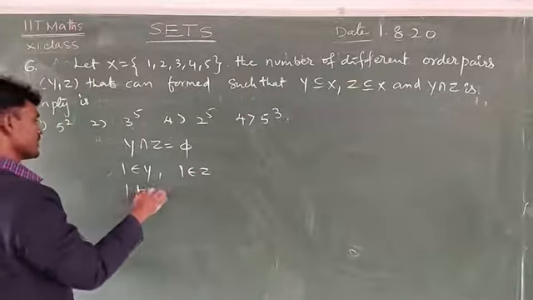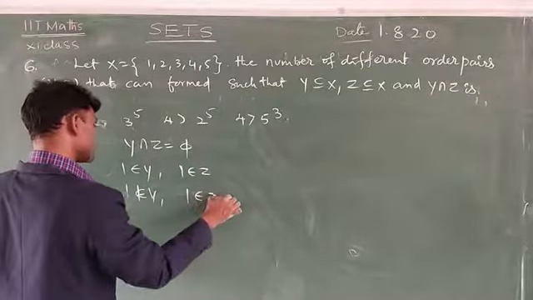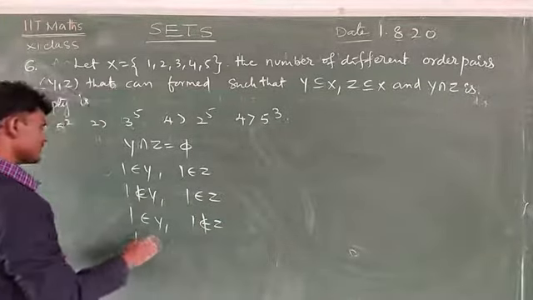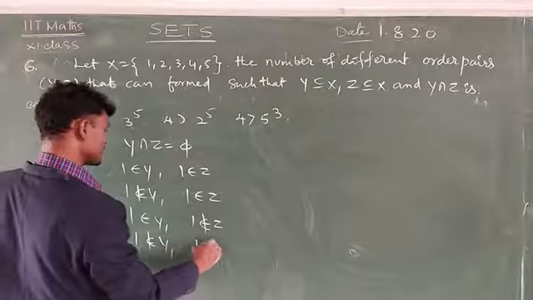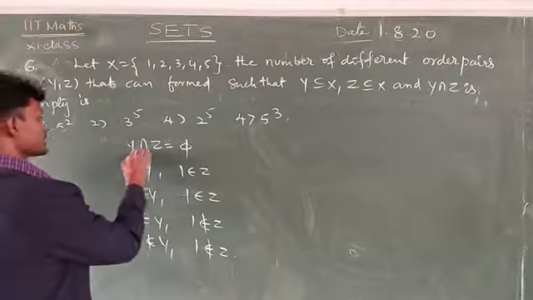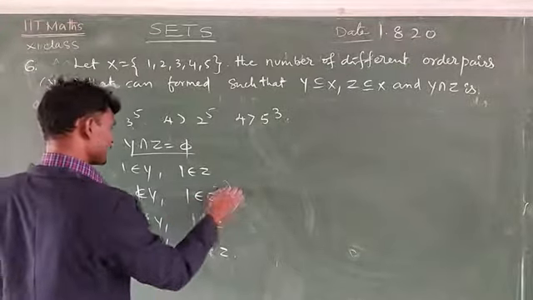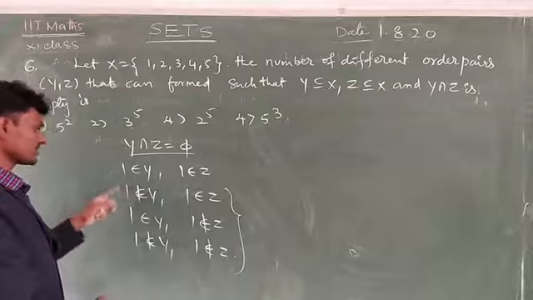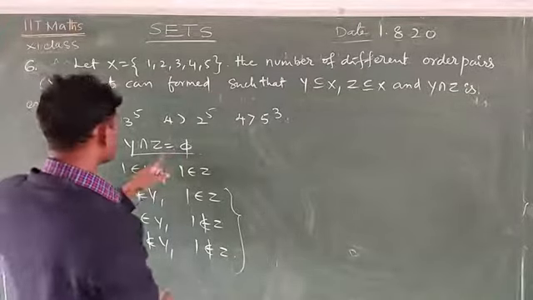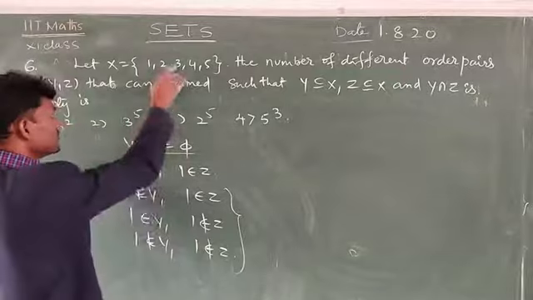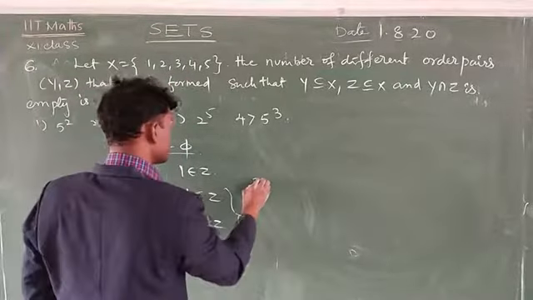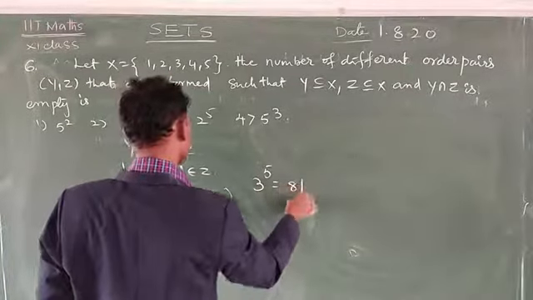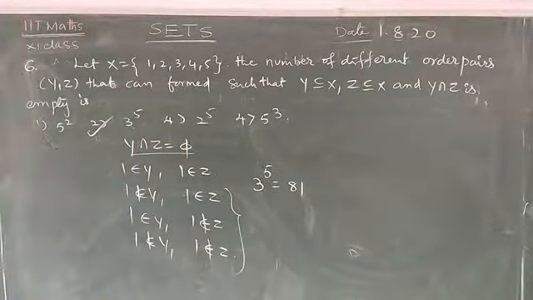Then you can take: one belongs to Y and does not belong to Z, one belongs to Z and does not belong to Y, and one belongs to neither Y nor Z. Here Y intersection Z is phi, so total how many cases will come? Here 3 cases, since intersection is not allowed. That's why 3 cases are possible for 1. Next you can take 2, 3, 4, 5, each with 3 cases. Total how many? 5 elements means 3 to the power of 5 is equal to 243. This is the second option. Note down.